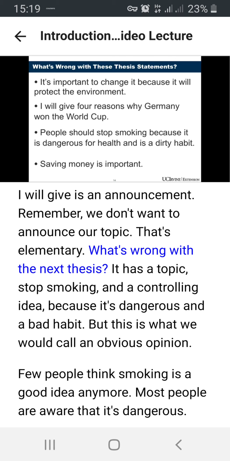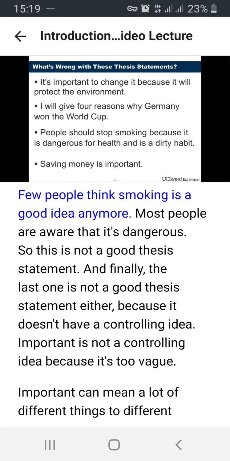It has a topic, stop smoking, and a controlling idea, because it's dangerous and a bad habit. But this is what we would call an obvious opinion. Few people think smoking is a good idea anymore. Most people are aware that it's dangerous, so this is not a good thesis statement.